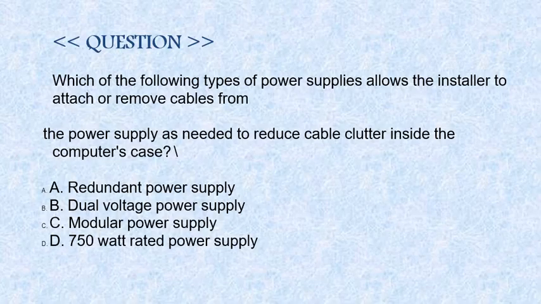The question is, which of the following types of power supplies allows the installer to attach or remove cables from the power supply as needed to reduce cable clutter inside the computer's case? The options are option A, redundant power supply, option B, dual voltage power supply, option C, modular power supply, option D, 750 watt rated power supply. The correct answer is option C.